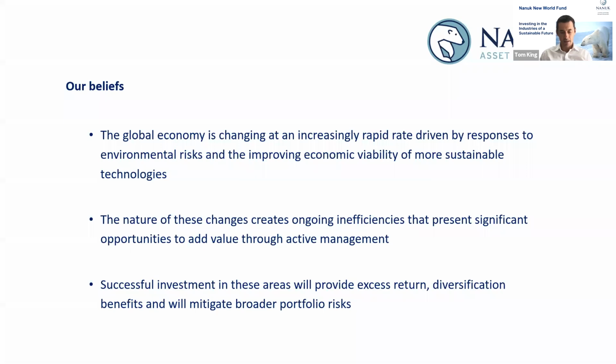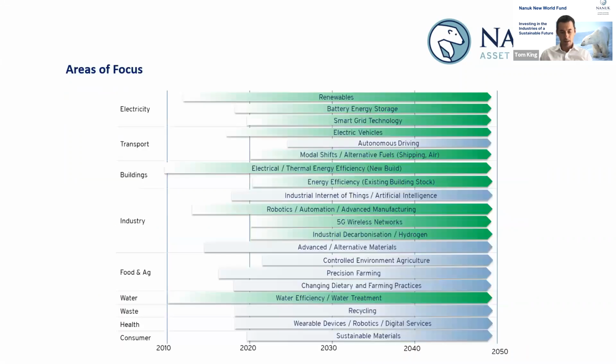Now, within that, maybe if we can flick forward in the slides, there are some fairly obvious structural changes that are already underway. We've seen some pretty profound changes over the last decade in areas like renewable energy and more recently electric vehicles. But if you look at the scope of changes that are required in coming decades to align with some of the environmental objectives that are being set out today, there's a much broader set of industries that are areas of focus for us.